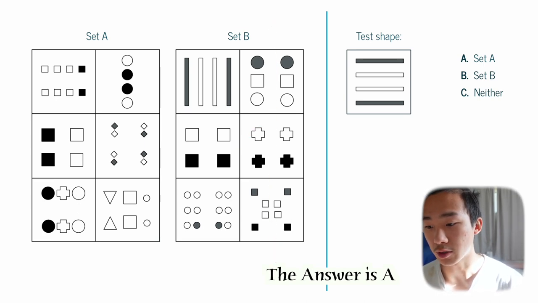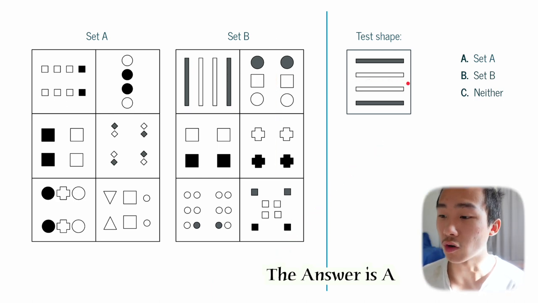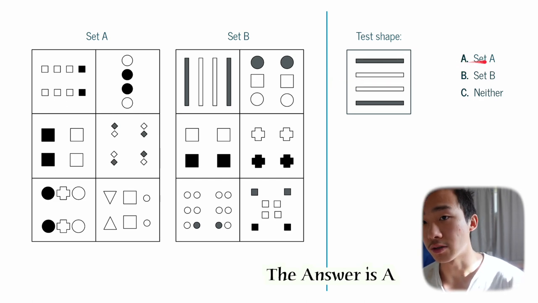You can see a symmetry in set A that goes horizontally versus the vertical symmetry in set B. If you look at the test shape over here, it's symmetrical in a horizontal way. So that means it belongs to set A.